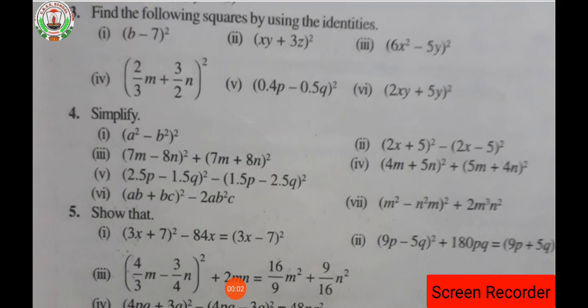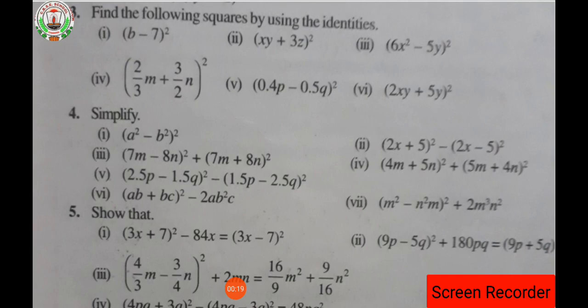Good morning to everyone. So in this part of the video we are going to do question numbers 3, 4, 5 of exercise 9.5. I think I didn't give the solutions of questions 3, 4, 5 from exercise 9.5. So here are the solutions.